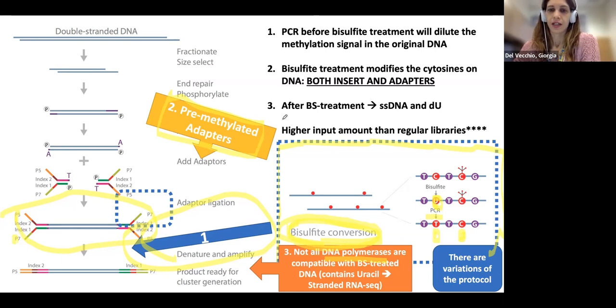And another characteristic of the bisulfite libraries I want to highlight is that for bisulfite sequencing, we usually need higher inputs compared to other libraries. Okay.